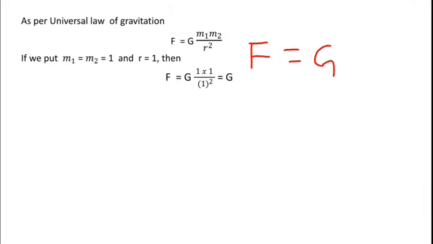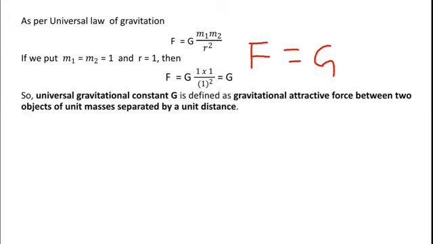From this equation, we can say that the universal gravitational constant capital G is defined as the gravitational attractive force between two objects of unit masses separated by a unit distance. So this is the definition of the universal gravitational constant G. Its value remains constant everywhere. That's why it is known as the universal gravitational constant.